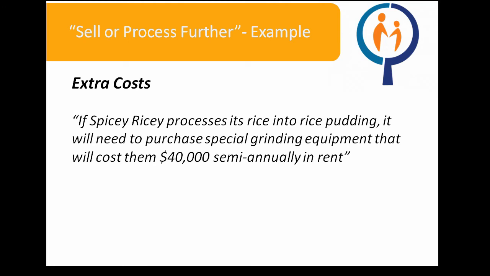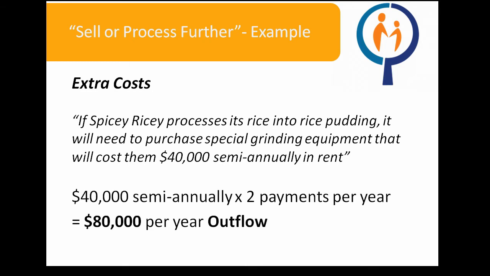Now let's consider the extra costs. A reminder that if we process the rice further, we will need to purchase an extra piece of equipment that will cost us $80,000 per year. A reminder that the $40,000 rent is semi-annual, so we will require 2 payments per year.